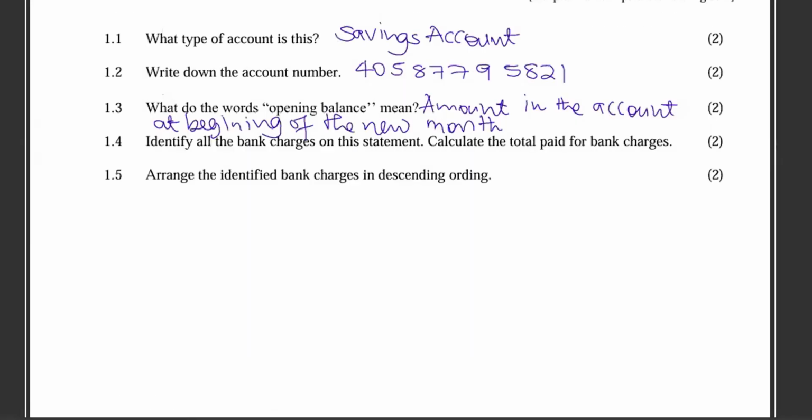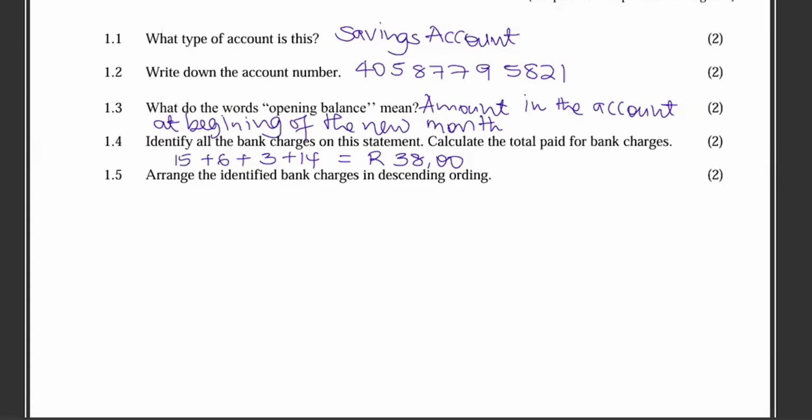So we have identified them, and we need to add. So it's going to be 15 rand plus the 6 plus the 3 plus the 14. That brought us to 38 rands.